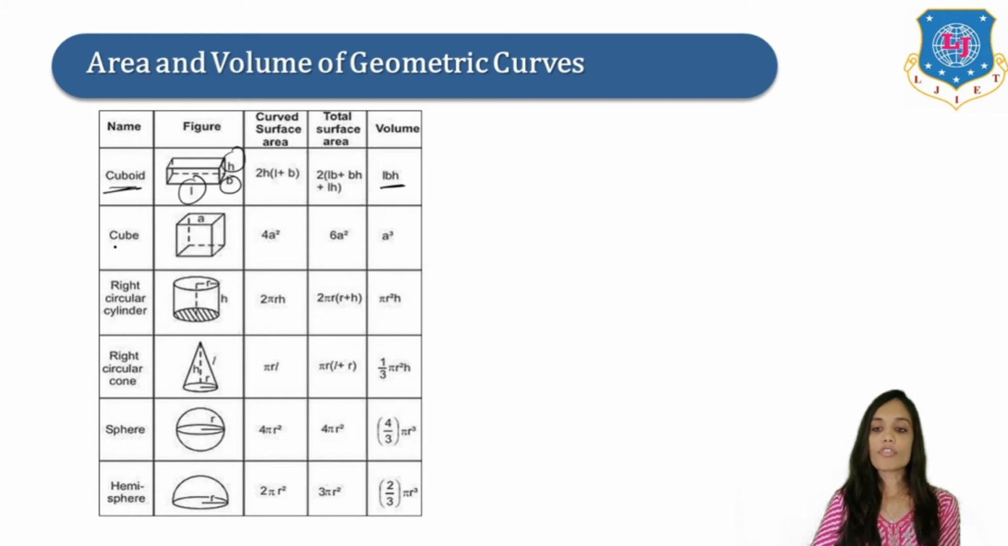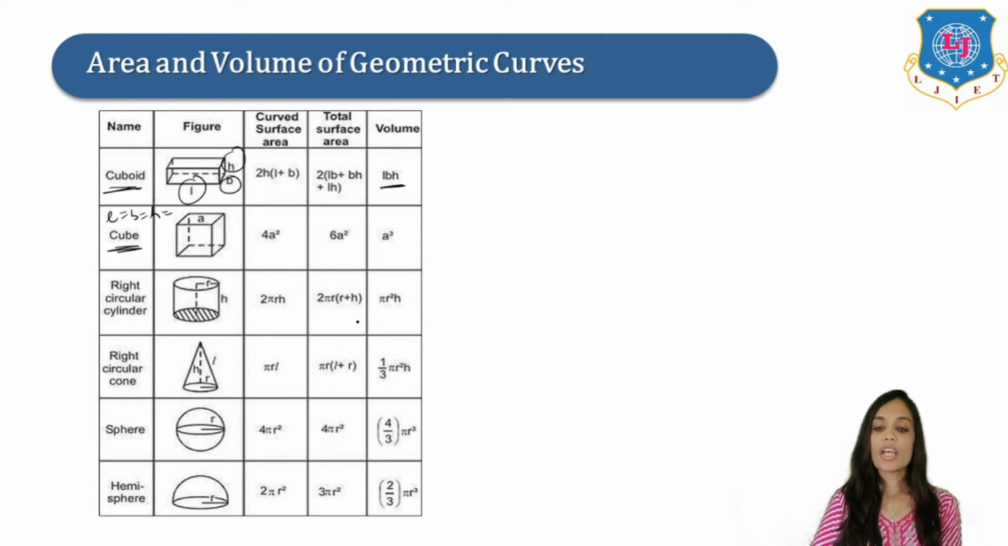Now let us discuss the formula of a cube. Now for a cube, length, breadth and height all will be same and it is A. So the curved surface area is 4A square, total surface area is 6A square and volume is what? A cube.